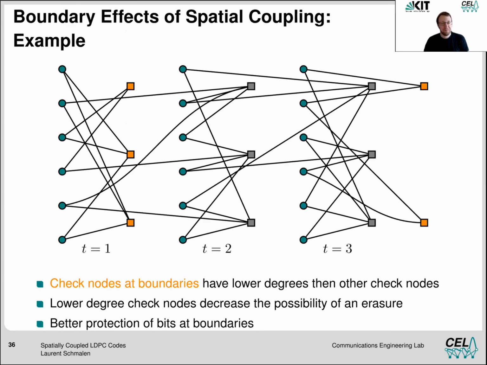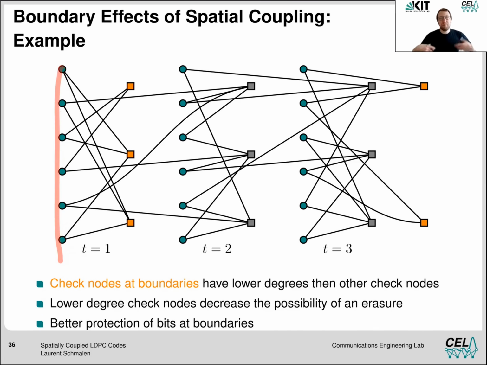So what is the key? The key is essentially the boundary effects. If we look at the boundary of our code, and especially if we look at the check nodes at the boundaries, constraint nodes, they have a lower degree. And essentially, this is a single parity check code. And if the single parity check code is smaller, it has better error correction capabilities. So we have better error correction capabilities at the boundaries. And these error correction probabilities help us recover the bits at the boundaries.